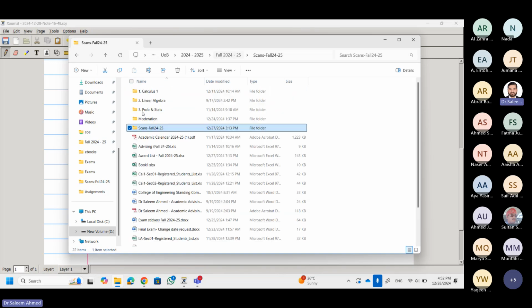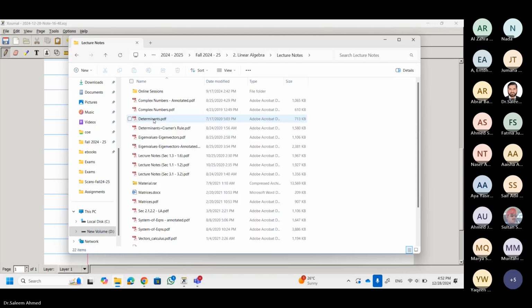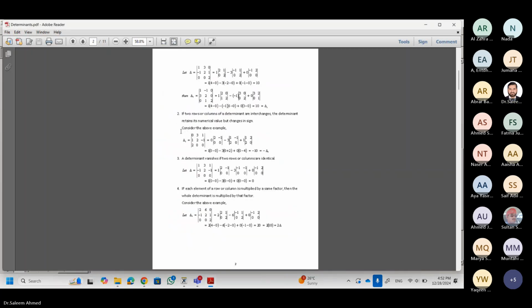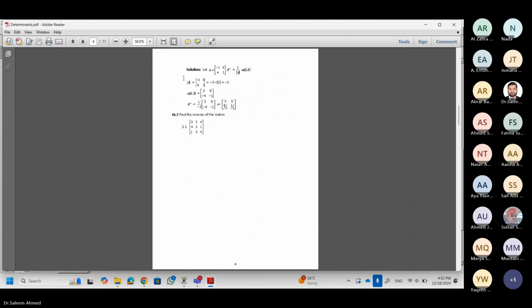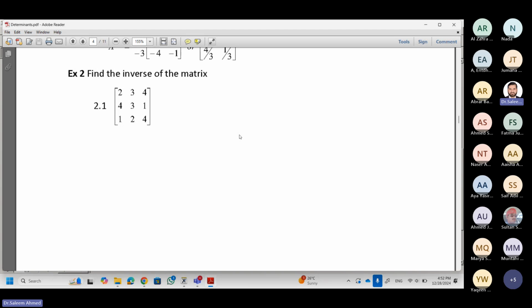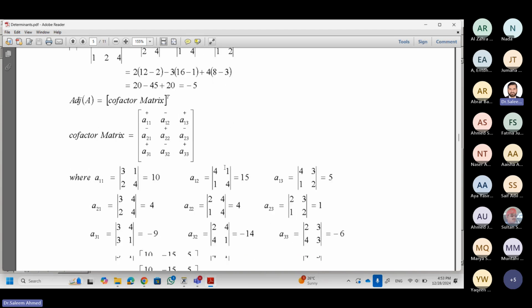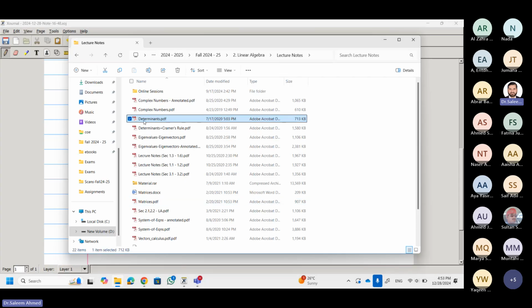If I go to the notes, there were some notes on determinants, right? You can see it here. If you are finding the inverse of this matrix, we had this inverse here, but I wanted to fix it. Your cofactor matrix is basically C11, C12. It's not A11, A22.